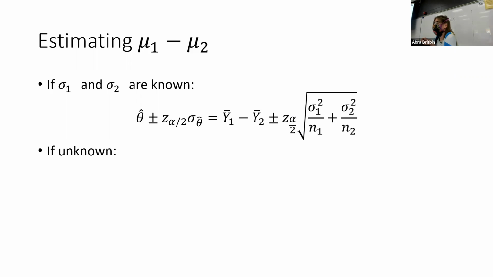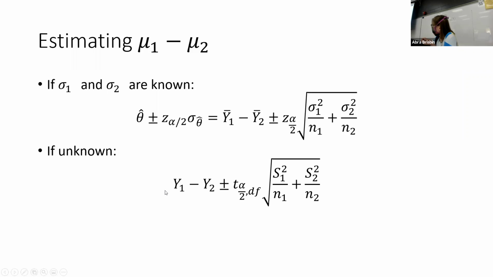If the sigmas are not known, then we simply replace them with the sample standard deviations S in place of sigmas, and use a t distribution multiplier instead of a normal distribution multiplier.